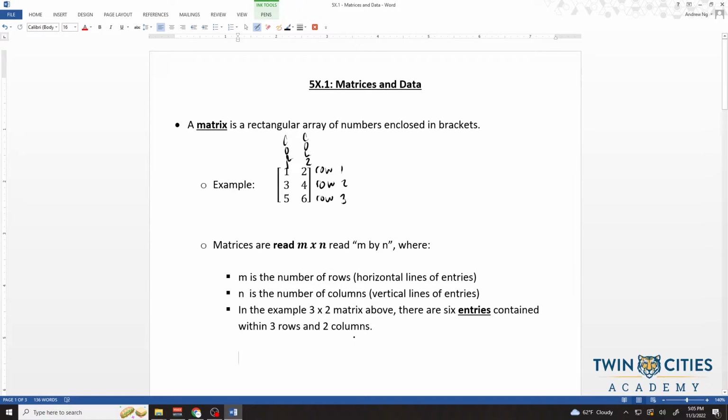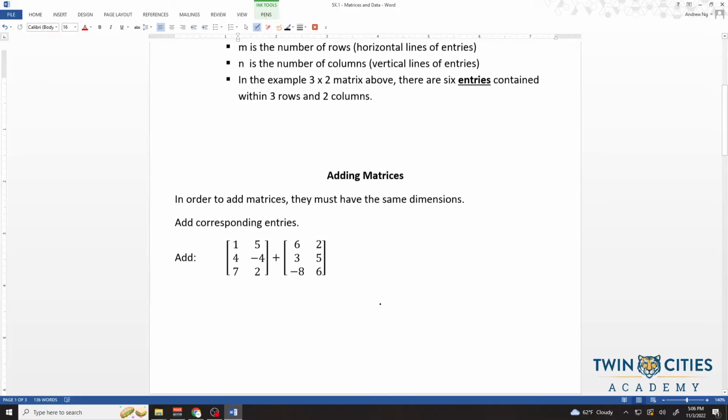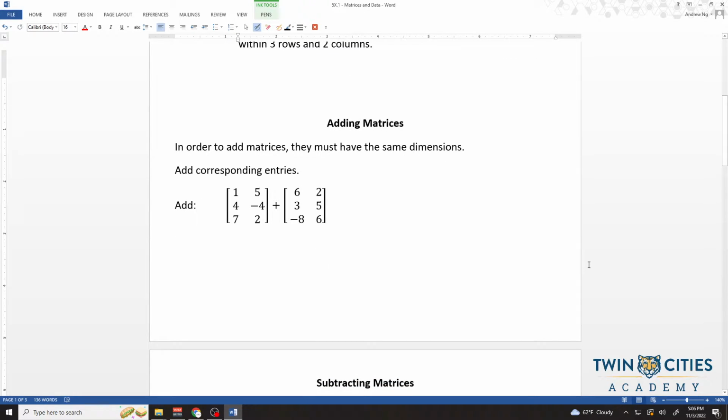So what we're going to do is use these matrices and do some basic operations to start off. Today we'll just talk about adding and subtracting matrices. Well, let's talk about adding matrices. In order to add matrices, they have to have the exact same dimensions.